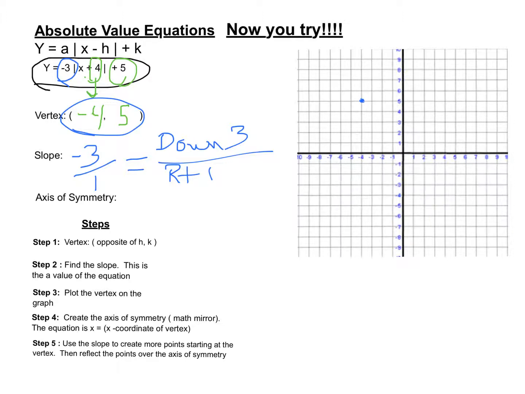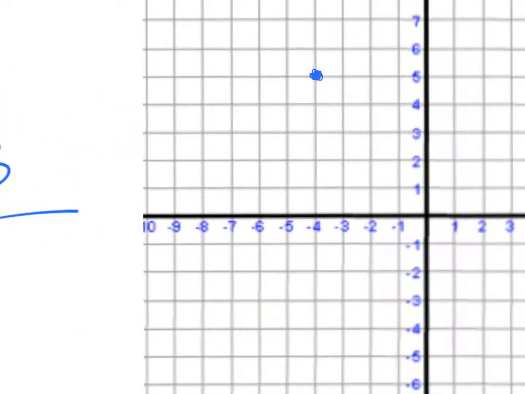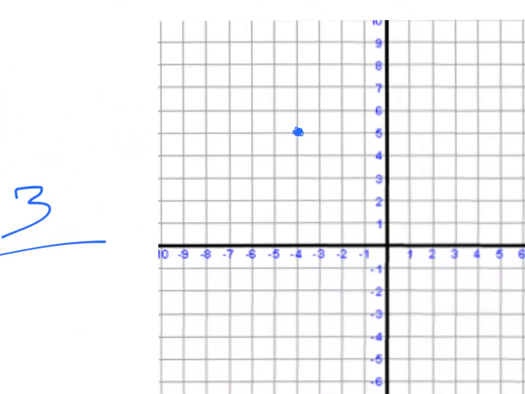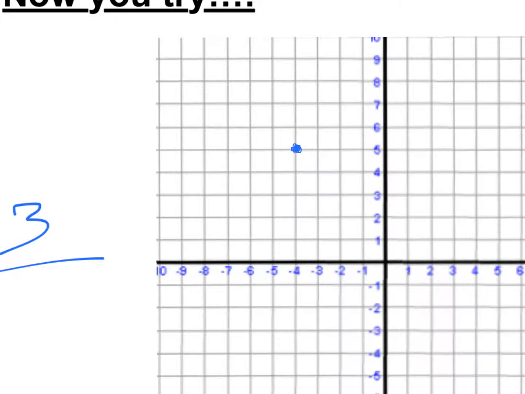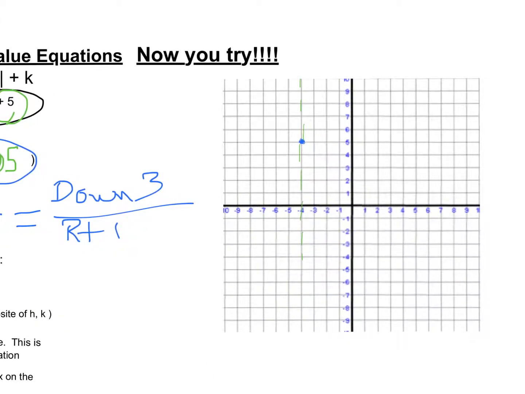Okay, so we're going to go x equals, and again, the axis of symmetry equation is the x coordinate of the vertex, so negative 4. Okay, so let's go back to our graph, like so, and we are going to just make a dotted line. Again, do your best. This is going to act as our mirror. Okay. Let me zoom out a little bit. Make sure I keep going with that.